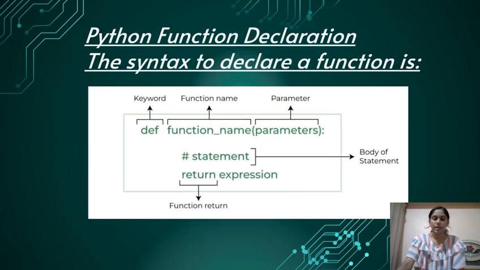Syntax to declare a function: def, that is the keyword, then the function name, and parameters enclosed within the parentheses, then a colon. In the next line, you can enter the statement, such as a print statement. Then the function can be ended by a return expression.